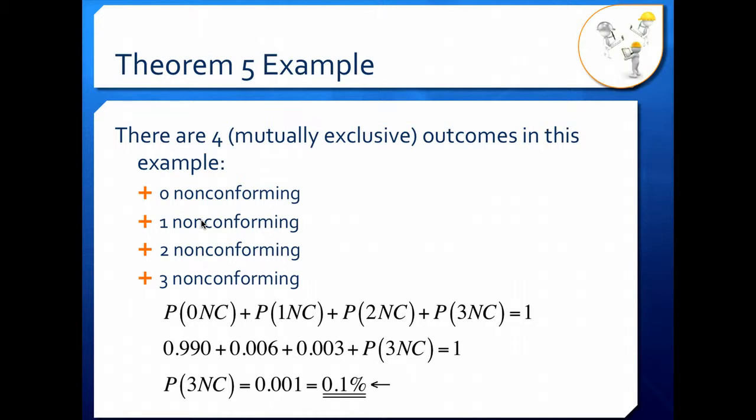Theorems 1 through 5 are good when you have one selection. In the next lecture, we'll talk about what happens when you have 2 or more selections.